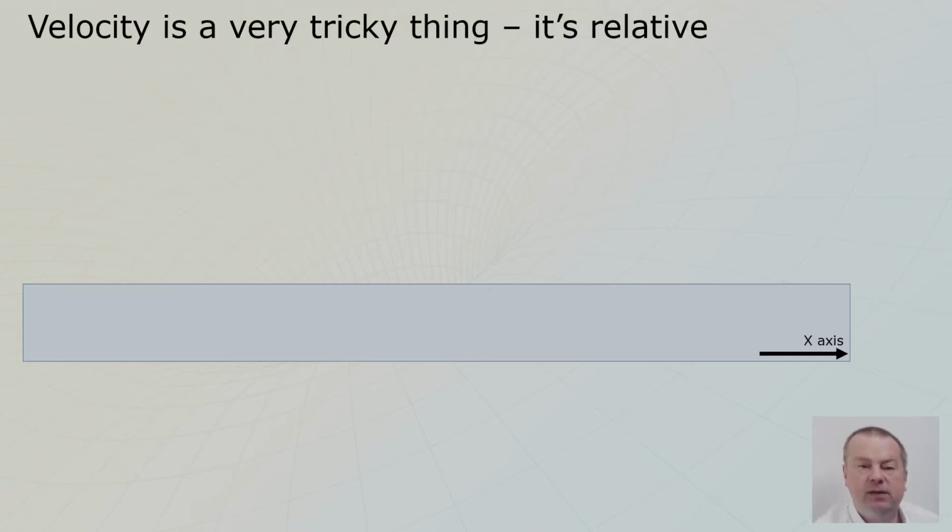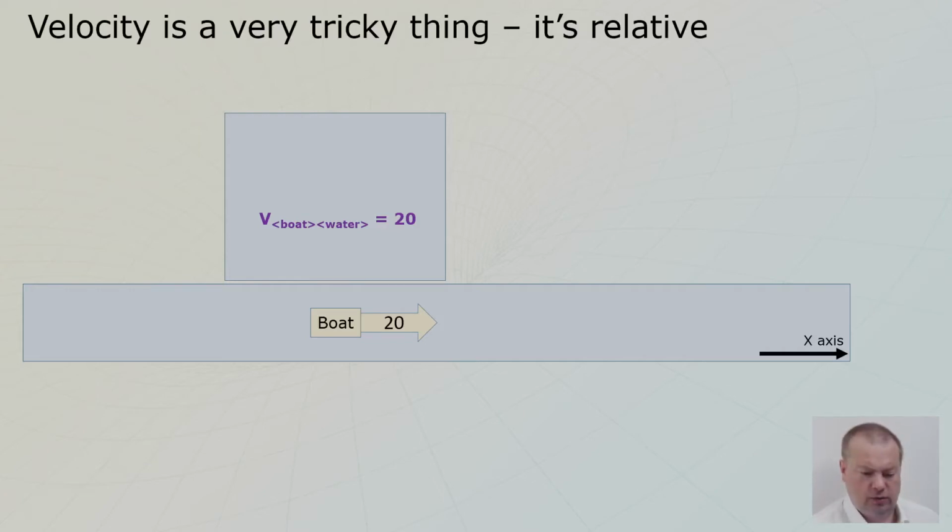So here we have a piece of the water, and we are only interested in a single direction. Why? Because Einstein restricted special relativity into a single direction, in this case the x-axis. There is our boat, and the boat is moving at 20 meters per second. Well, 20 meters per second relative to what? The shore? In this case, relative to the water. So do I have this?